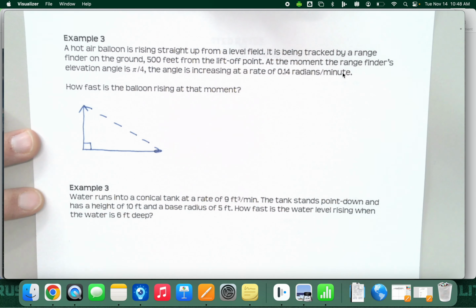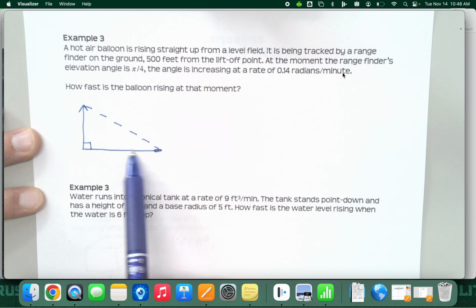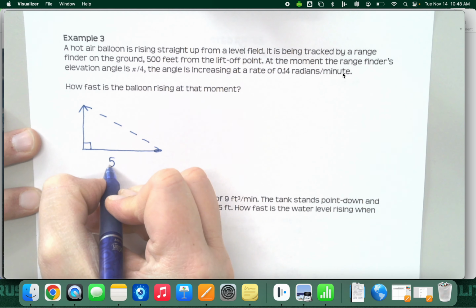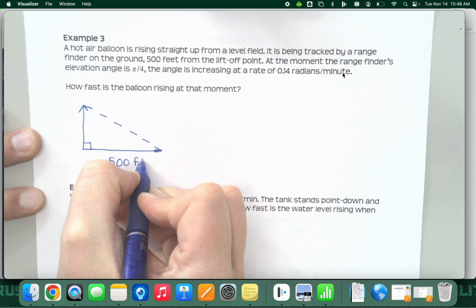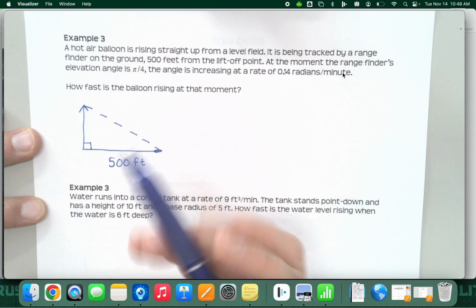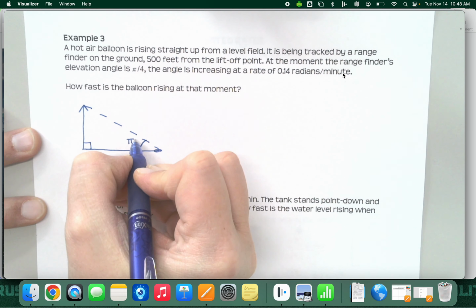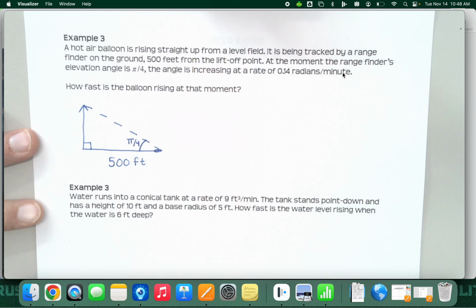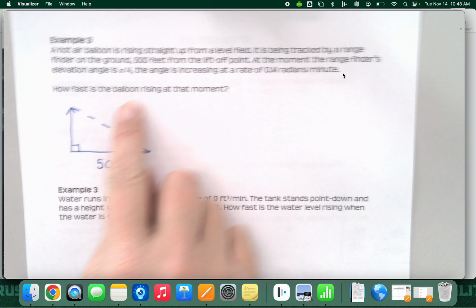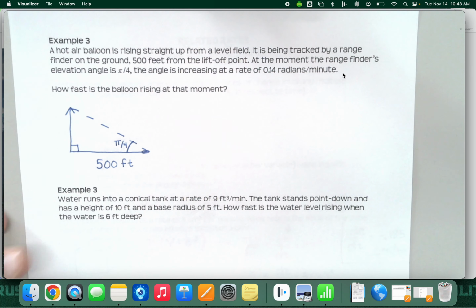Let's label some numbers. So the rangefinder is 500 feet from the liftoff point. So that's this distance down here. This is 500 feet. Okay. At the moment, the rangefinder's angle of elevation is pi over 4. So angle of elevation is down here on the ground, and this is pi over 4. Okay. The angle is increasing at a rate of 0.14 radians per minute. Okay, so we're dealing with this angle. And we want to know how fast is the balloon rising. So we really are trying to figure out how fast this is changing over here. That's going to be a rate of change.